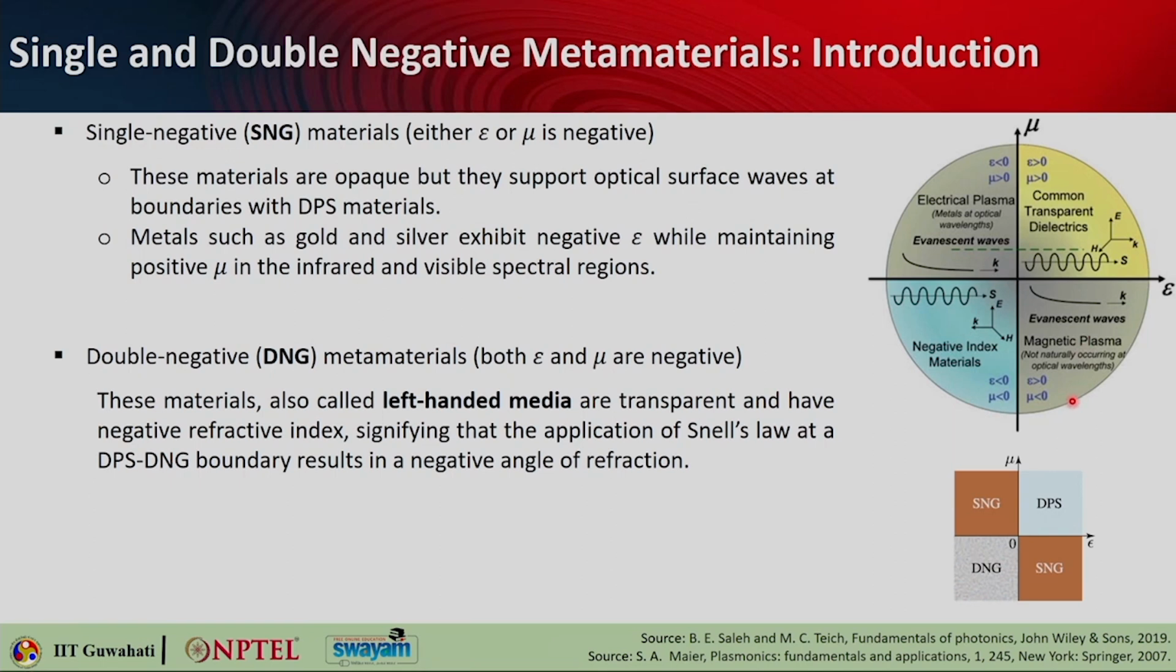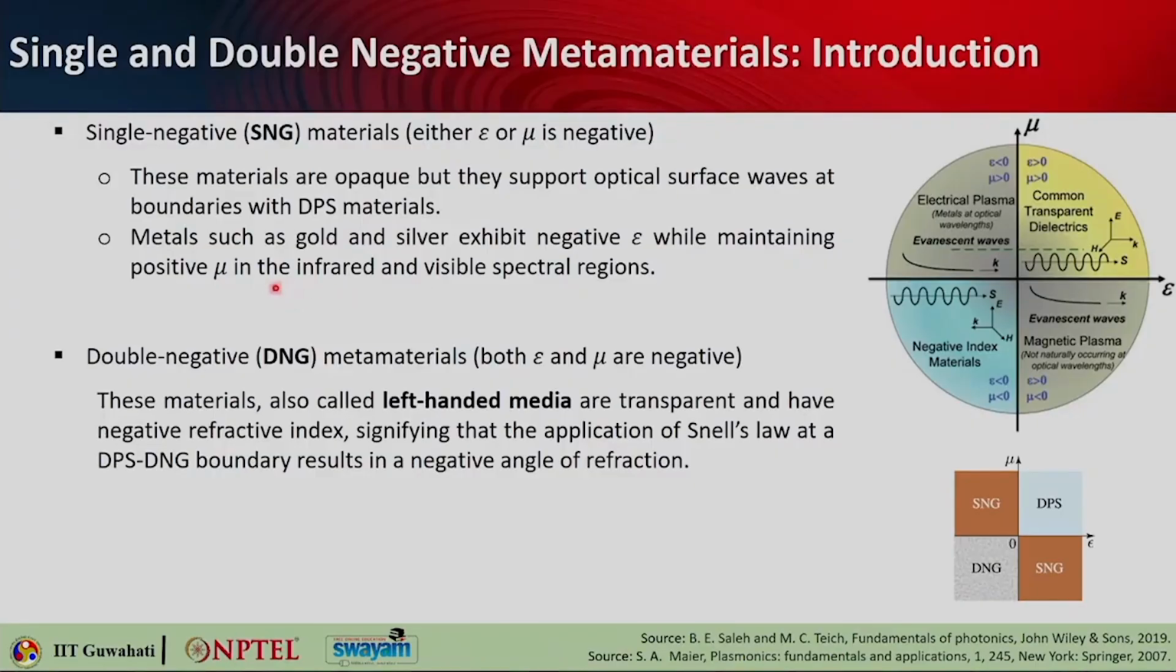Single negative metamaterials are basically opaque, but they could support optical surface waves at the boundaries with double positive materials. A simple example you can take is metals at optical frequency. They are single negative materials, and they support surface waves, also known as surface plasmon polaritons, that propagate along the metal-dielectric interface.